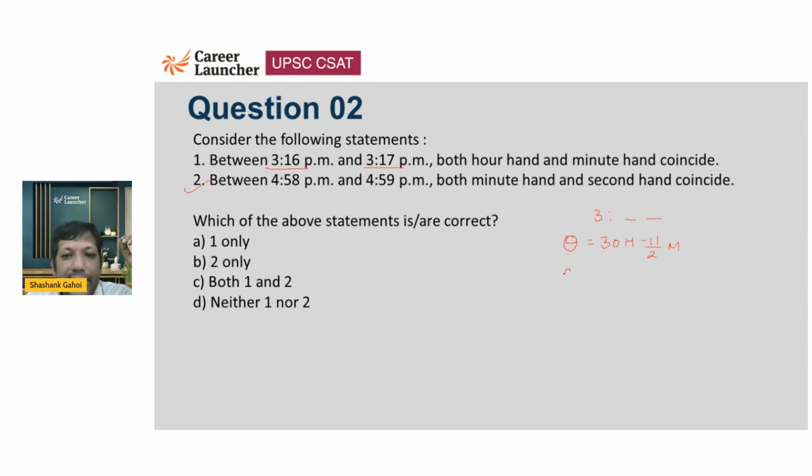If they are coinciding, then the angle should be 0. 30h means 30 times 3, minus 11 upon 2 times m. So this gives us 11 by 2 m is equal to 90. So m comes out to be 180 by 11, and that comes out to be 16 point something. So at 3:16 something, both hands are going to overlap. It means between 3:16 and 3:17, both the minute hand and hour hand are going to coincide. It means the first statement is also true. So my answer for this question is that both statements are true, statement 1 as well as statement 2.